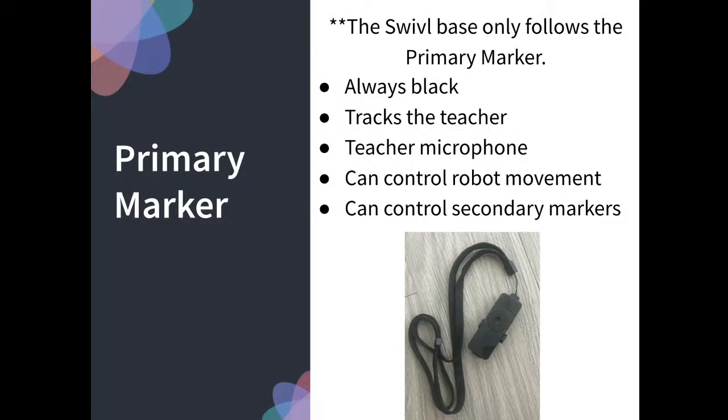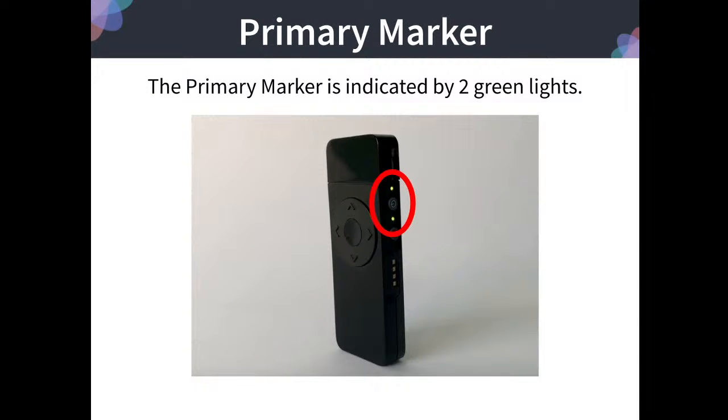Primary marker, again, being the teacher marker. It is all black, no color on it. Now, moving over to that primary marker, like I said before, it's always black. It tracks the teacher. It is the teacher's microphone, in other words. It can control the robot or the Swivl movement, and it does control those secondary markers as well. So it's extremely important for you to keep up with that actual primary marker.